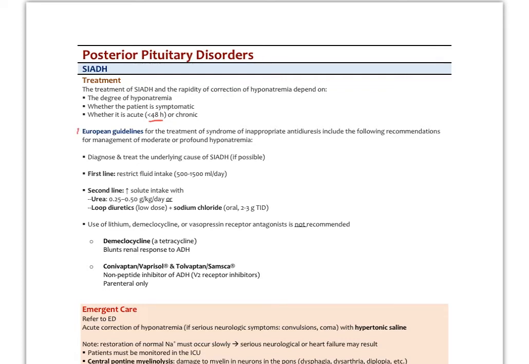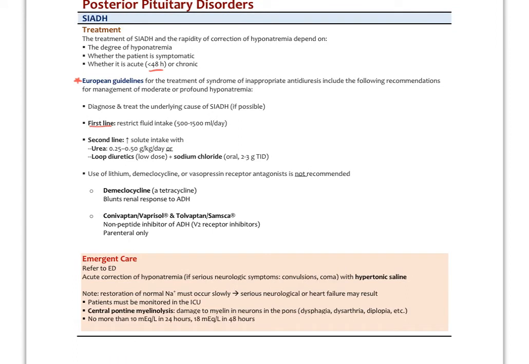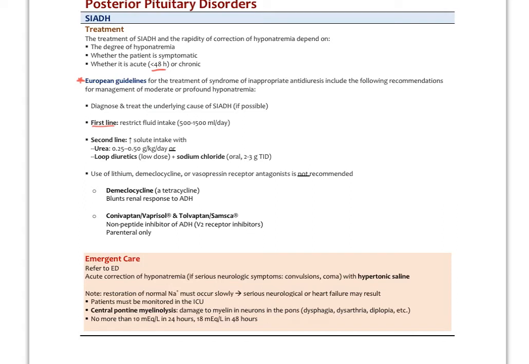Currently, there are European guidelines that are used for the treatment of SIADH, and they recommend primarily to treat the underlying cause if you can. The first line treatment would be fluid restriction, so between 500 and 1500 milliliters a day, generally less than a liter per day. Second line treatment would be to increase solute intake, and that would be either urea or to give a loop diuretic like furosemide, low dose, with sodium chloride tablets, 2 to 3 grams TID. So again, this is second line. We really want to reduce the fluids first, beyond just getting sodium levels up.